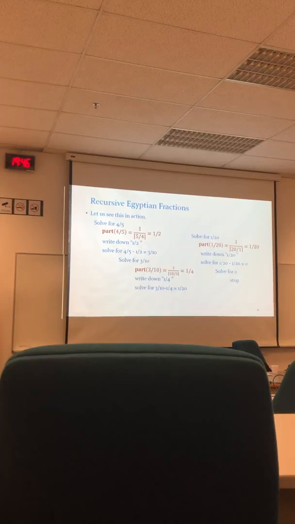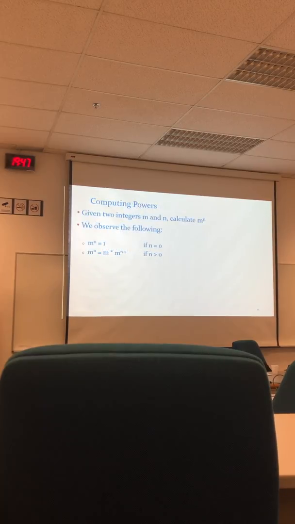After you execute this algorithm, you will get these three fractions: 1 upon 2, 1 upon 4, and 1 upon 20. All these three add up together will be 4 upon 5, which is exactly equal to this value. So this is the way to find Egyptian fraction, the formula.